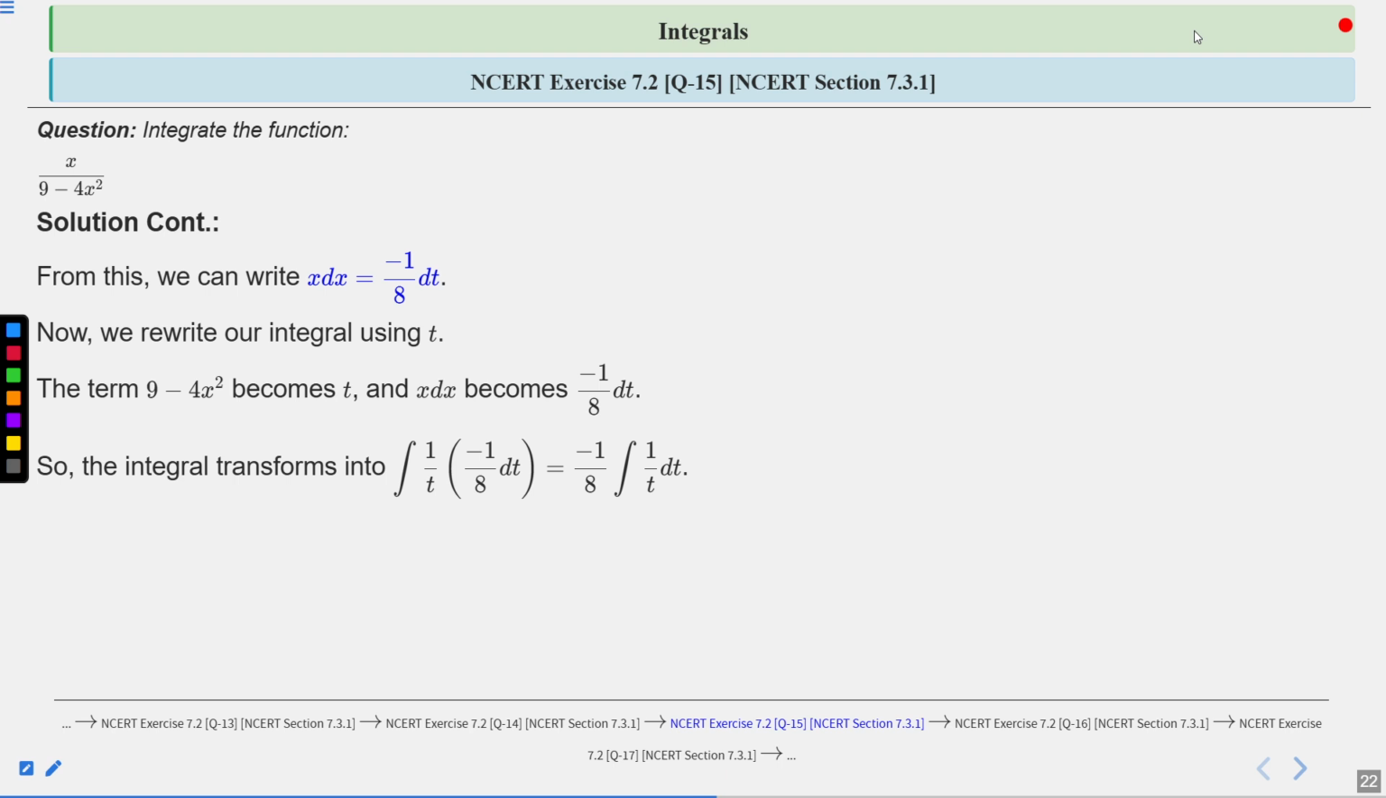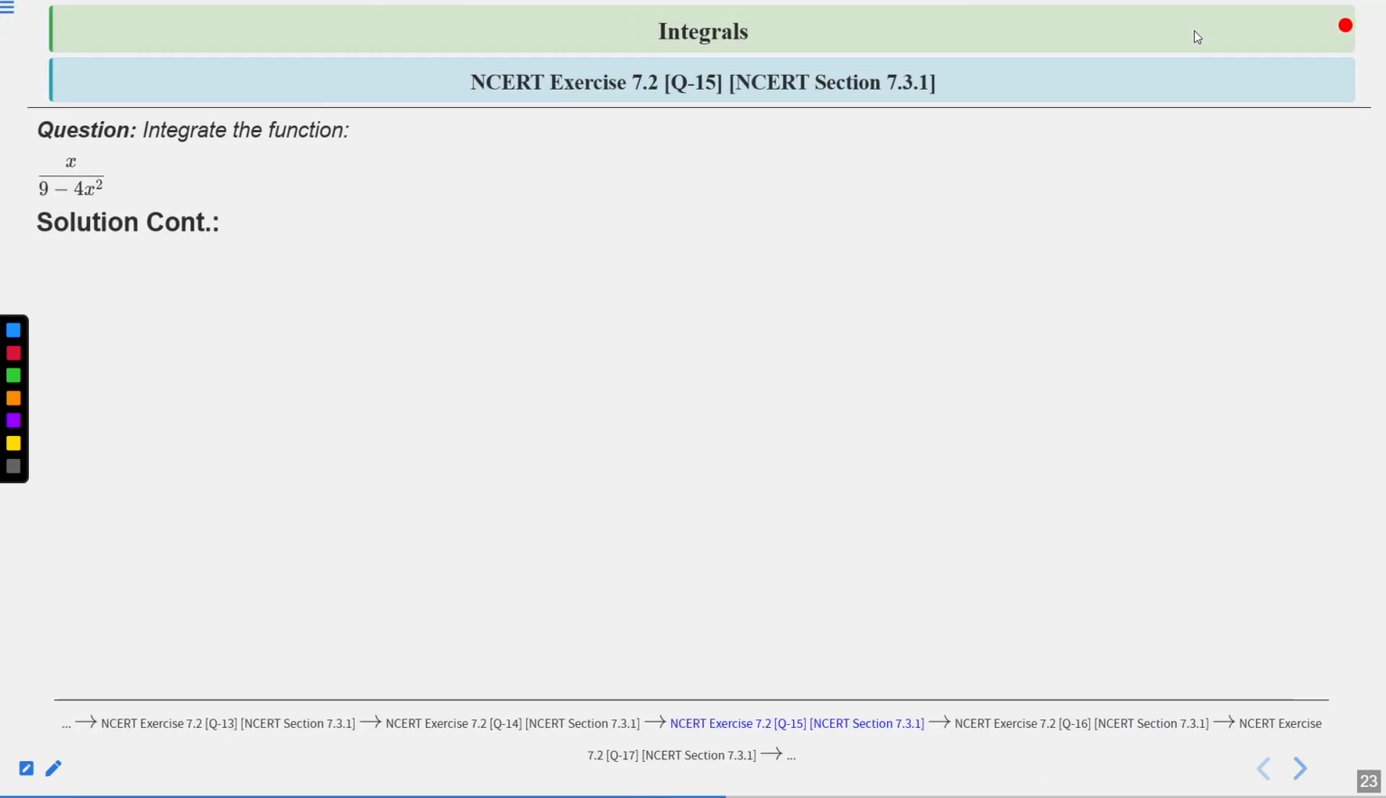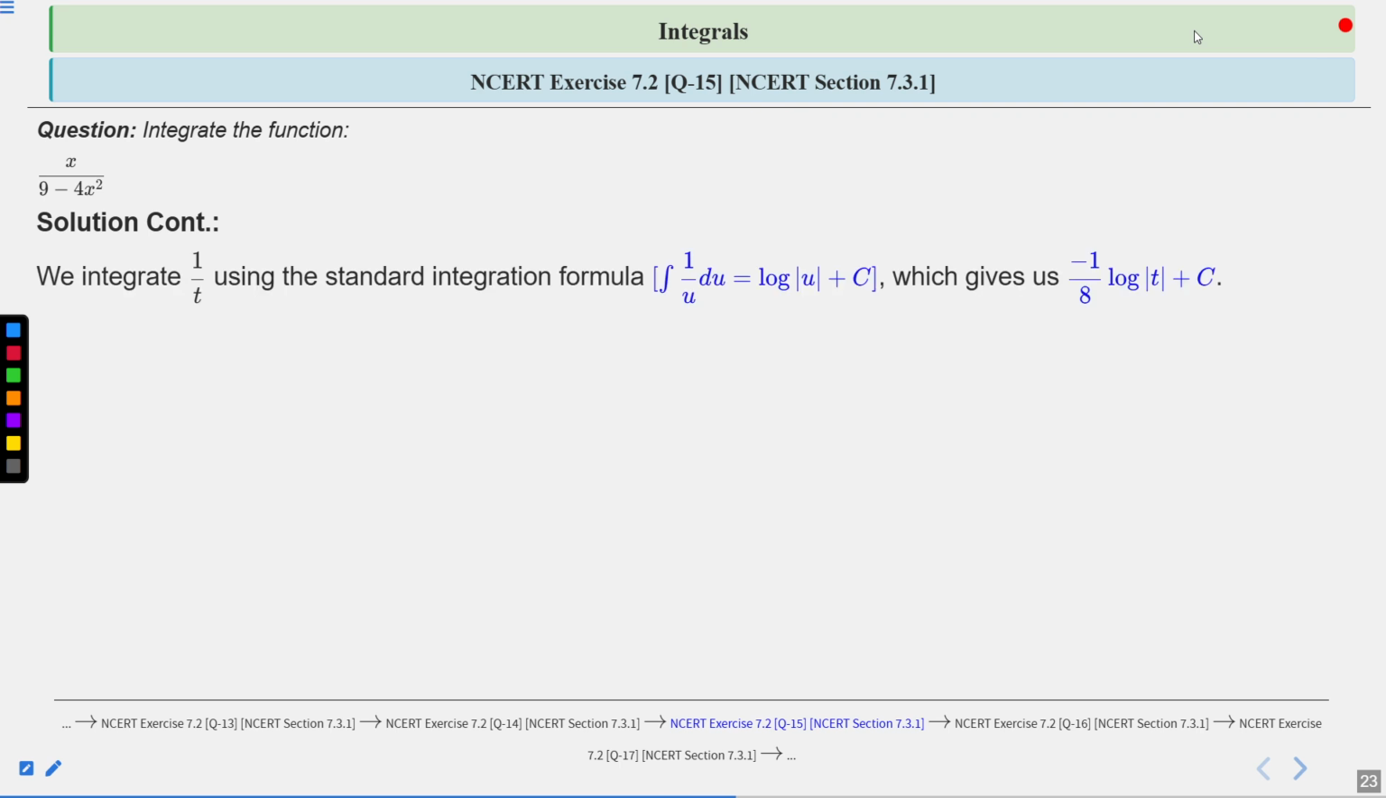So the integral transforms into integration of 1 by t into minus 1 by 8 dt. So minus 1 by 8 will come out and it will be basically integration of 1 by t dt, okay? So we integrate 1 by t using a standard integration formula, which is basically integration of 1 by u du is log mod u plus c, which gives us minus 1 by 8 log mod t plus c, right?